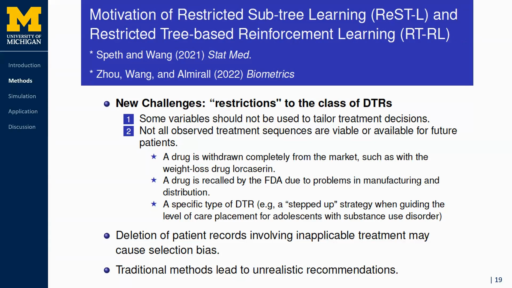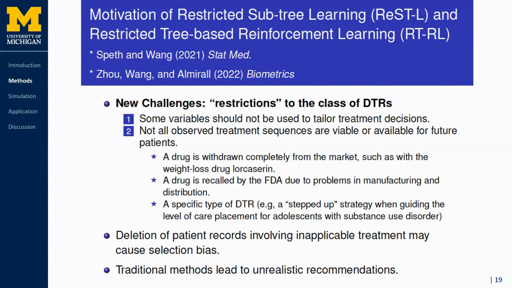And sometimes they want specific types of dynamic treatment regimes. They want stepped-up or stepped-down types of strategies. They don't want you to jump from one extreme to another. For example, when you guide the level of care placement for adolescents with substance use disorders, you don't want them to be inpatient and suddenly go free without any treatment. So how to restrict these kinds of things in your algorithm and in your methodology is a big challenge.